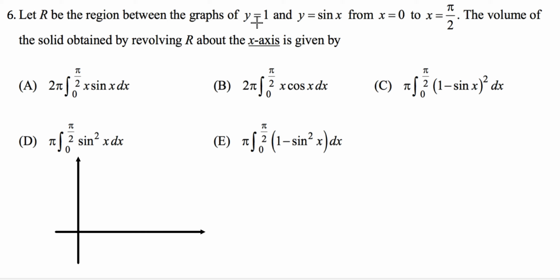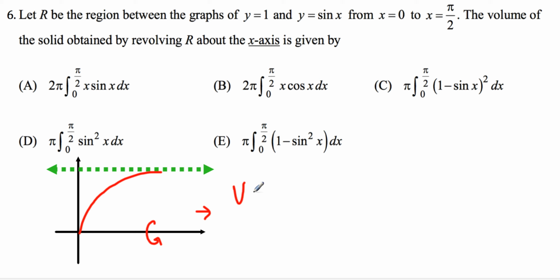And I'm going to assume that y equals 1 is way on top, just to exaggerate a little bit. y equals sine of x would look something like this, and then continues on. And this section is revolving around the x-axis. Since it's revolving around the axis and we have a kind of hole in the middle, what we can do is the washer method.